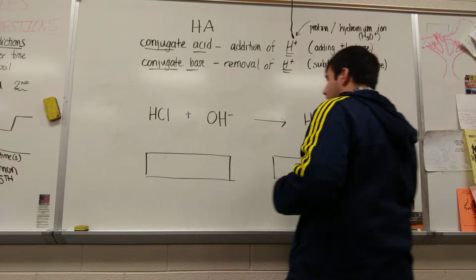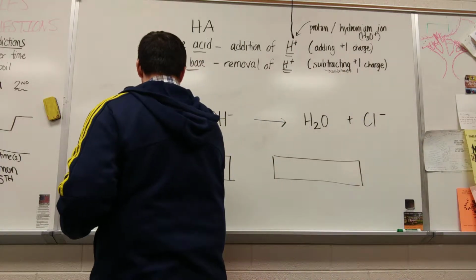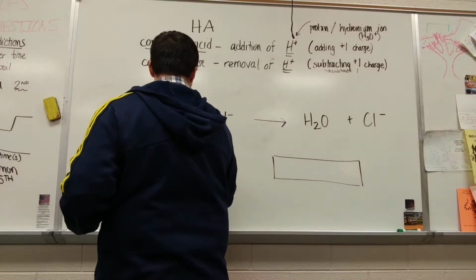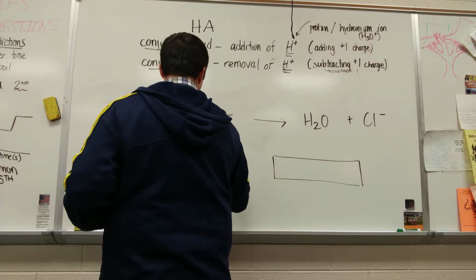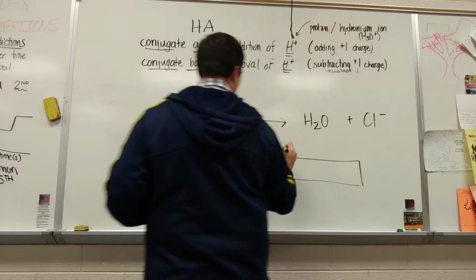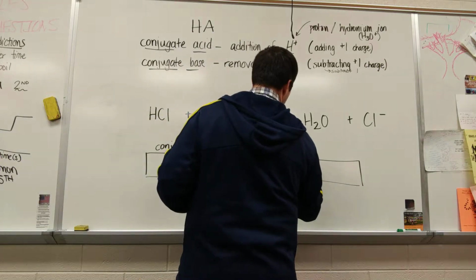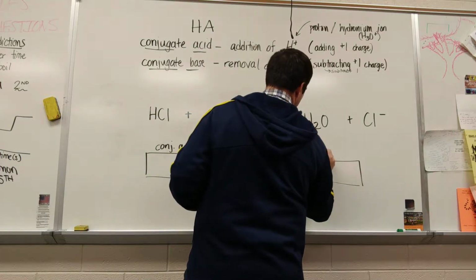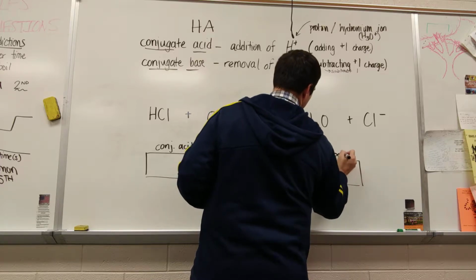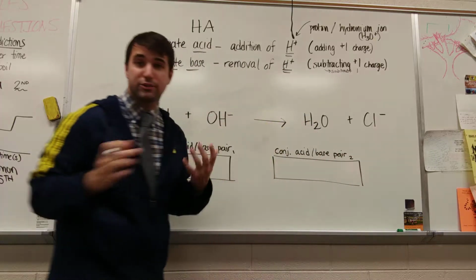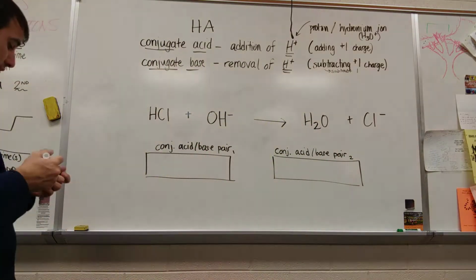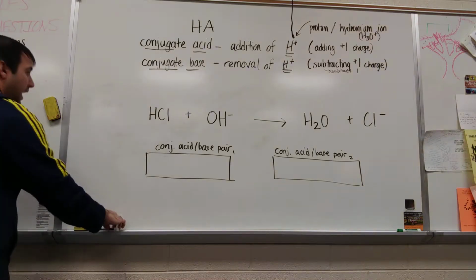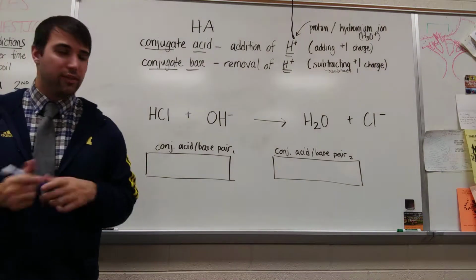Right, I'm going to call them conjugate acid-base pair 1, and conjugate acid-base pair 2. There are always going to be two in these types of reactions. So let me identify something that I know in the beginning.